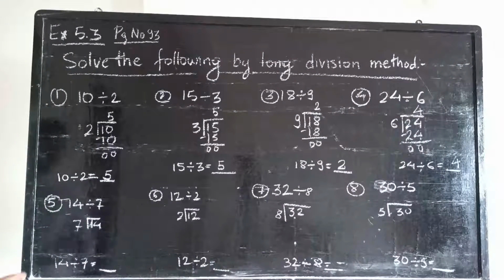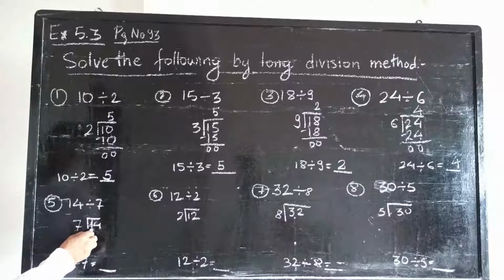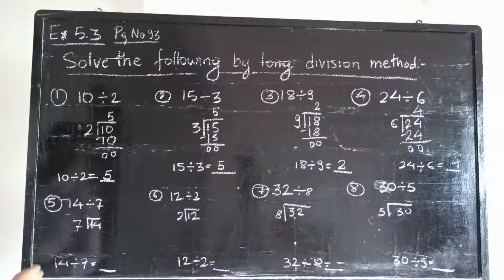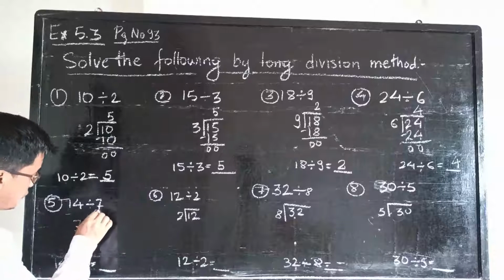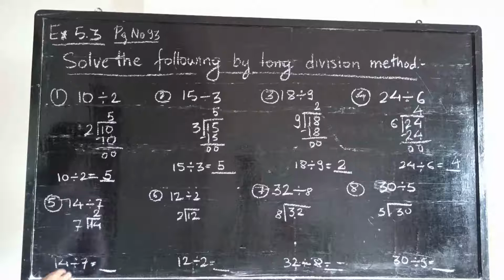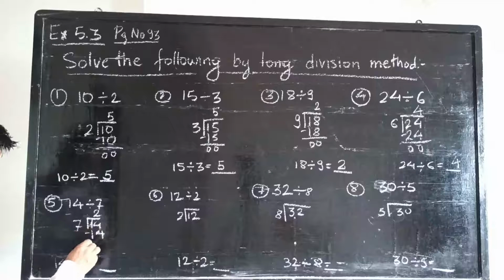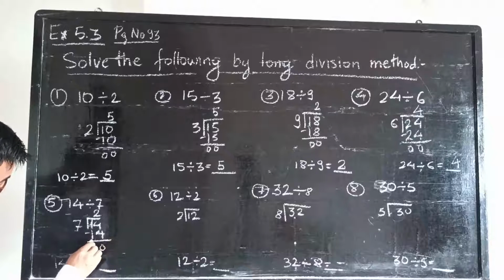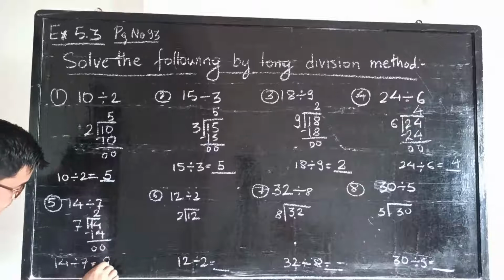Now look. 14 divided by 7. Now you cannot take this 1 because 1 is smaller than 7. You have to take 1, 4, 14. Now 7 ones are 7, 7 twos are 14. Look where I am writing 2, on top of 4. 4 minus 4, 0, 1 minus 1, 0. So 14 divided by 7 is equal to 2.